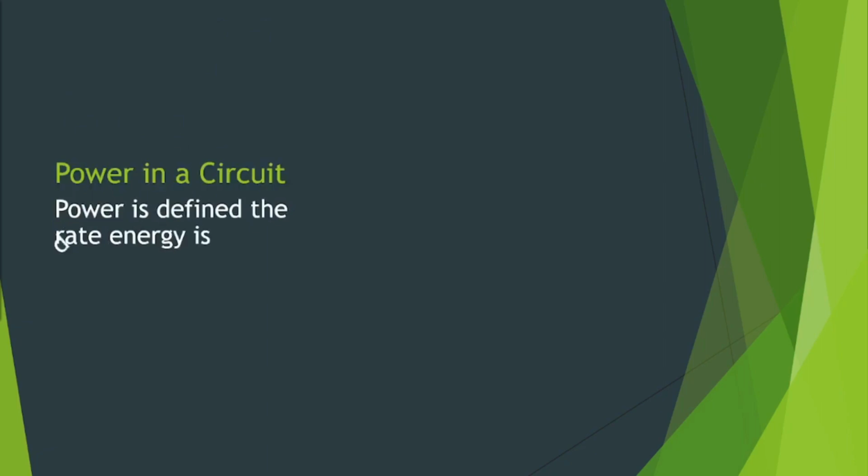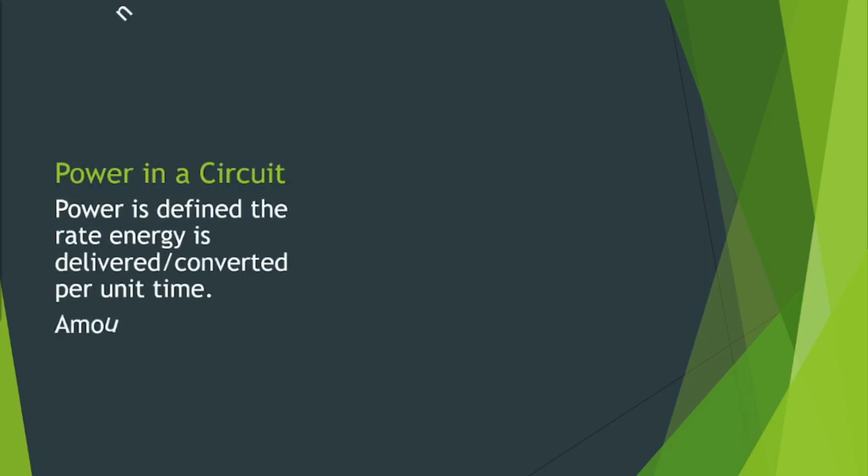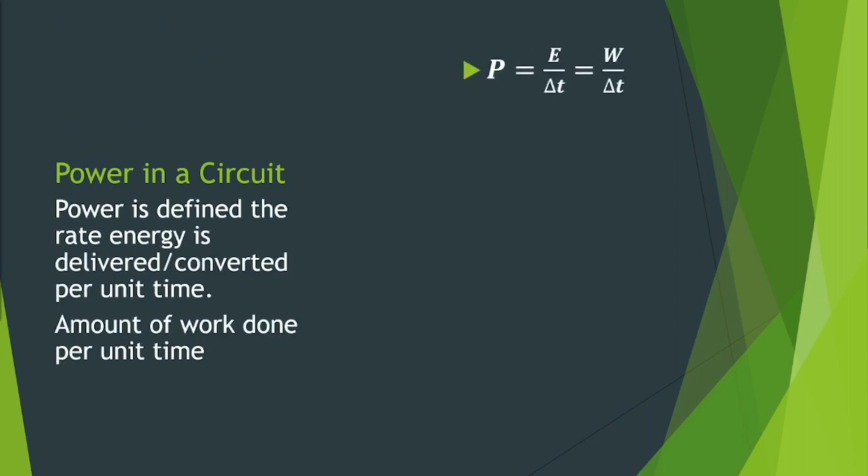We can now try to compute for the power in the circuit. Power is defined as the rate energy is delivered or converted per unit time. This is also defined as the amount of work done per unit time. The formula for power is P is equal to energy E over delta T, which is also equal to work W over delta T. The unit of power is called watt, in honor of James Watt.